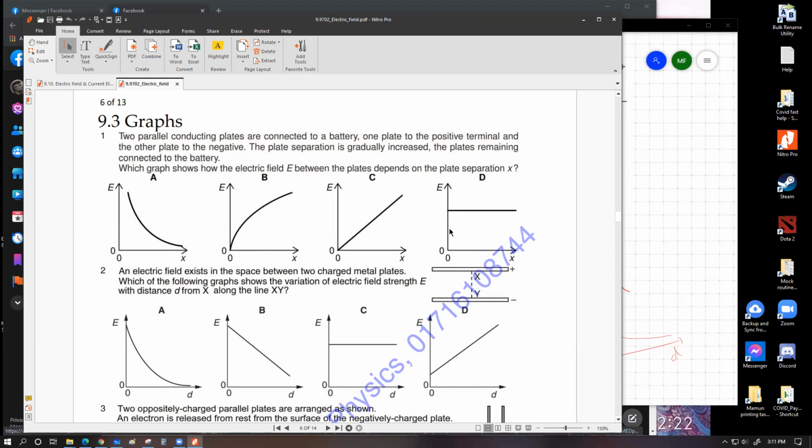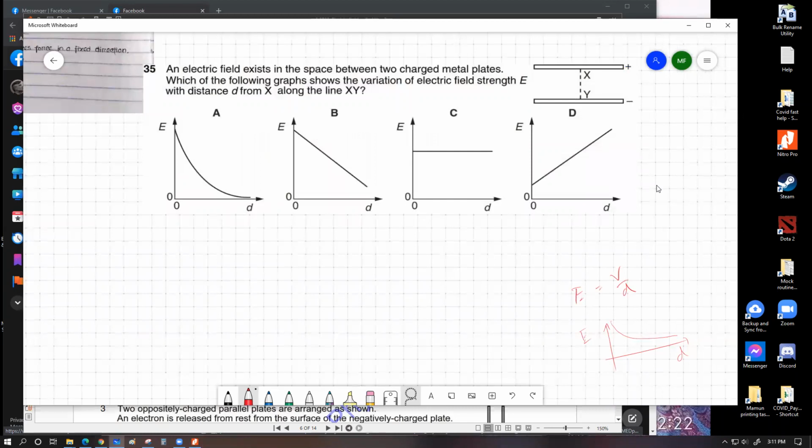None of these other things actually make sense. Just to give you a bit of an idea, you have to understand that in this case, E is proportional to 1 upon D. So if you have E versus D, you're going to get an inverse proportionality graph, what we call the negative exponential curve. However, if the question gives us a graph of E versus 1 upon D, then this is supposed to be a straight line passing through the origin.